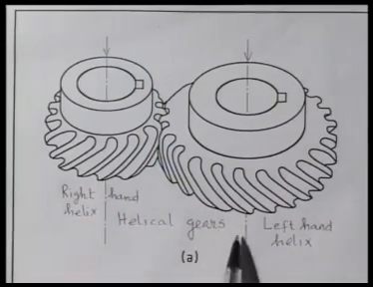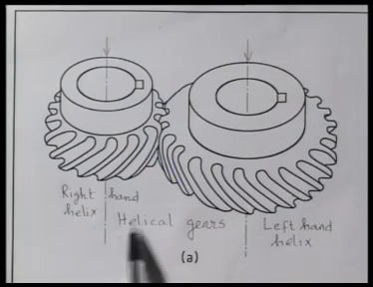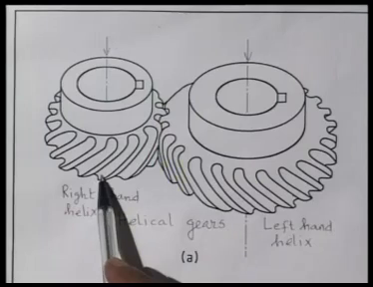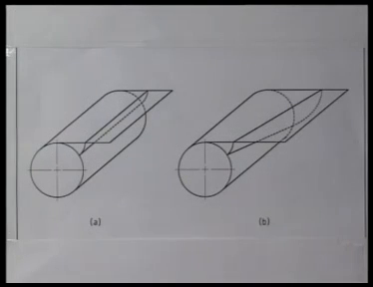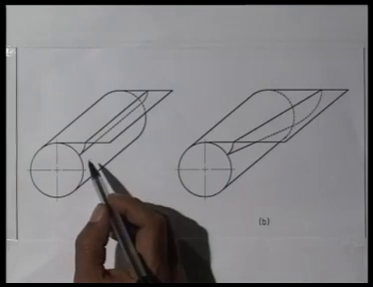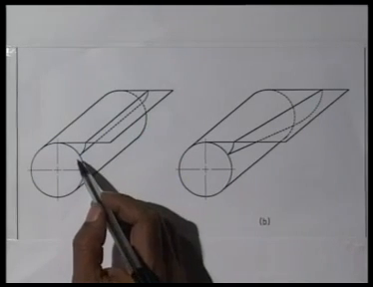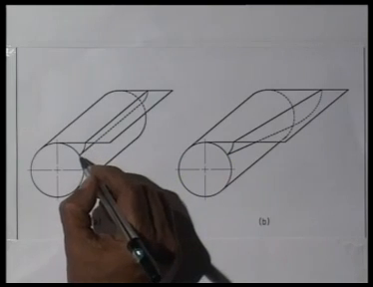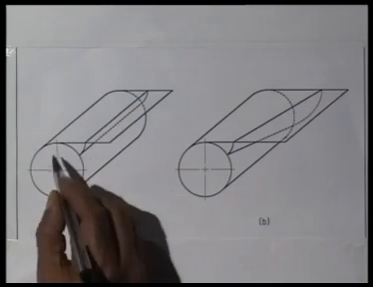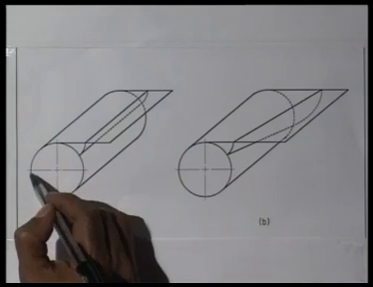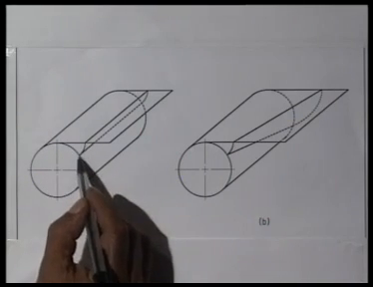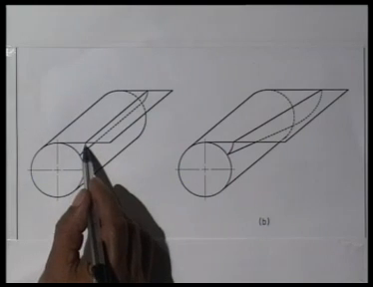So two parallel shafts are connected by a pair of helical gears, one of which is left hand and the other is right hand. While discussing straight tooth spur gears, we said that one of the most common profiles of the gear tooth was an involute. This is the involute of a circle.